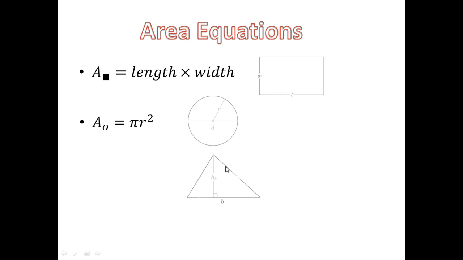Third, we have our triangle, and the triangle is half base times height. So the base could be any side of the triangle, but the height has to create a 90-degree angle with the base in order for it to qualify as a height.